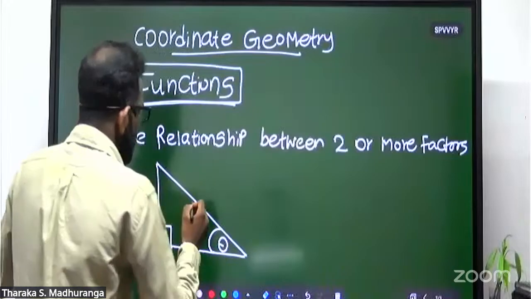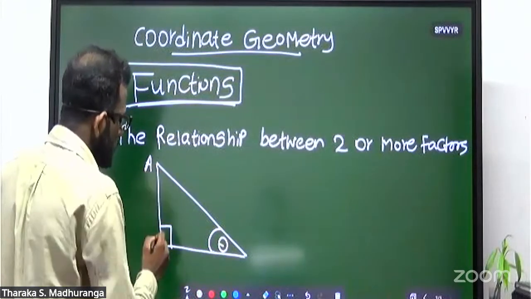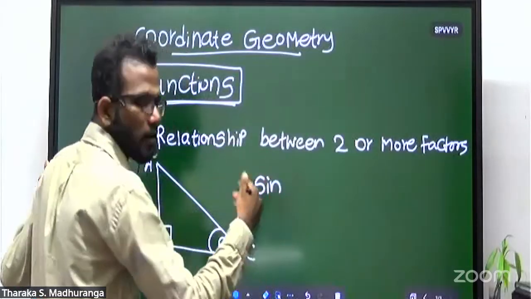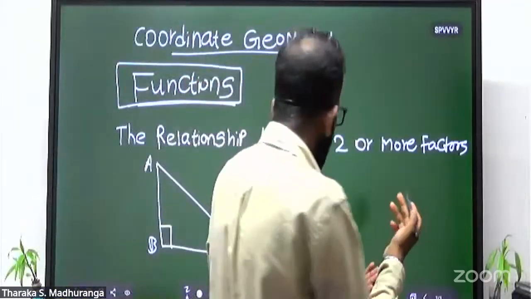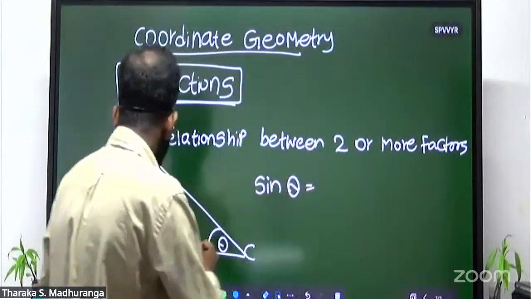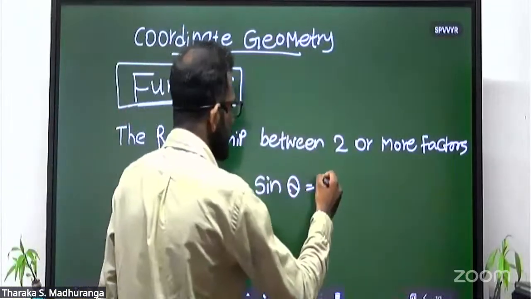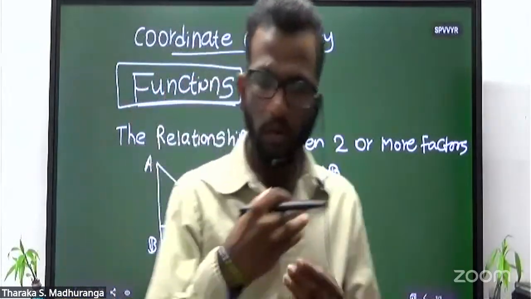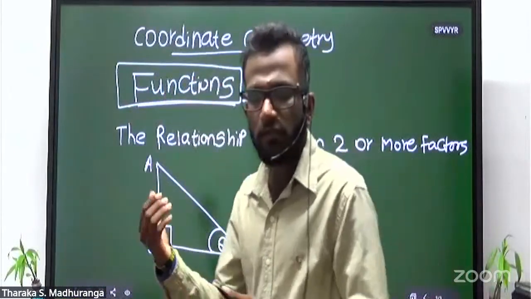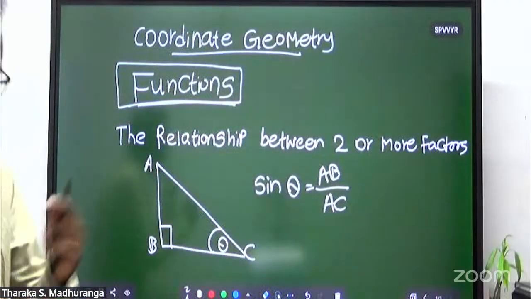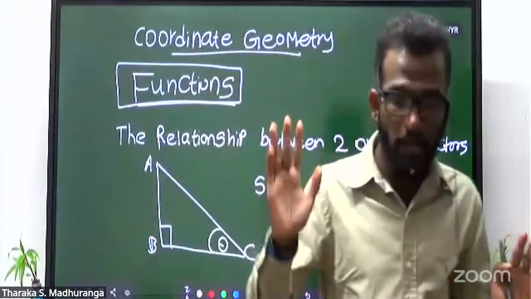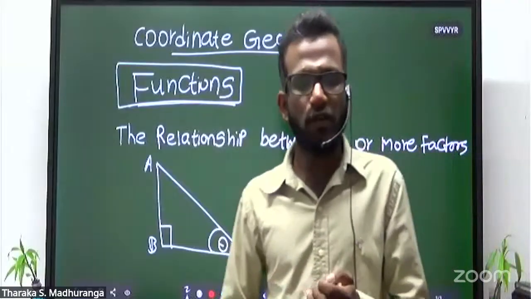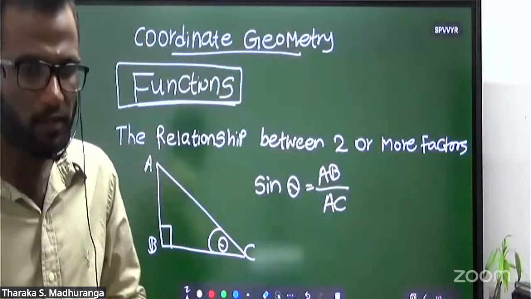Do you remember? Think this is triangle ABC. Then sine is a trigonometric ratio or trigonometric function. Sine theta equals AB over AC. That is a function: the relationship between two factors. It can be two factors or more than two factors. That's the meaning of functions.